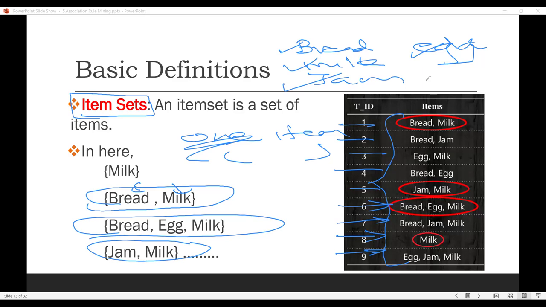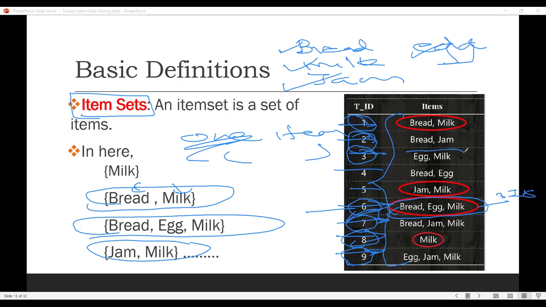So why are we using this term item set, right? This transaction ID 1 means this is the transaction done by a particular customer one, right? Transaction ID 2 means this is another transaction done by customer two, right? So each one is the purchase of a particular customer, right? If you look here, customer 6 purchased 3 items together, right? So his item set is bread, milk, egg together, right? So this is a 3 item set, right?